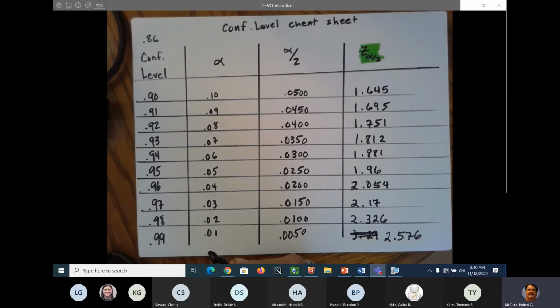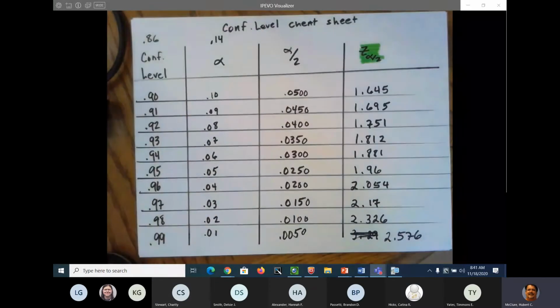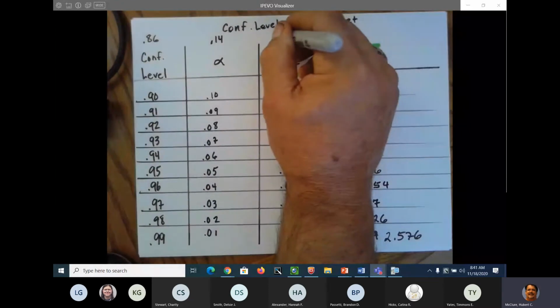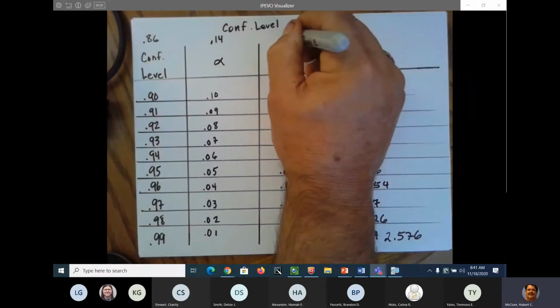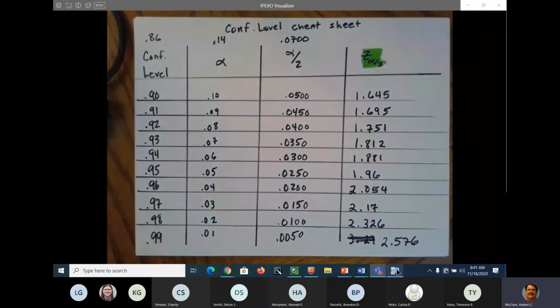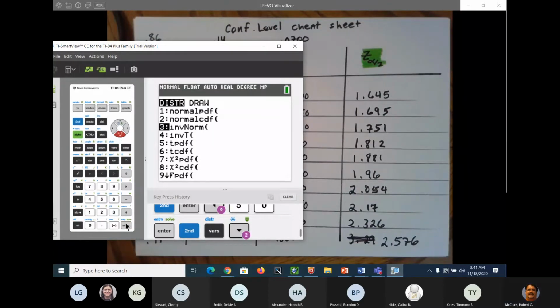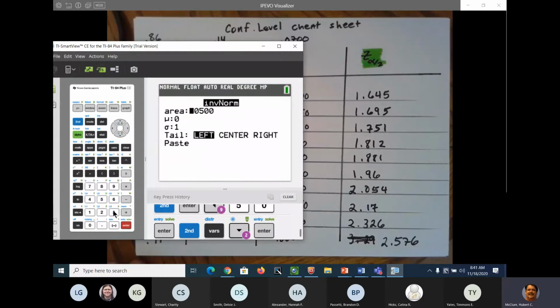If you pay for something that costs 86 cents and you give the person $1, what do they give you back? 14 cents. Thank you. And what's 14 cents divided by 2? 7 cents, Hubert. 7. Well, I'll do it because y'all won't tell me the answer. So I'll just do it. Second, bars, inverse norm, 0.700.